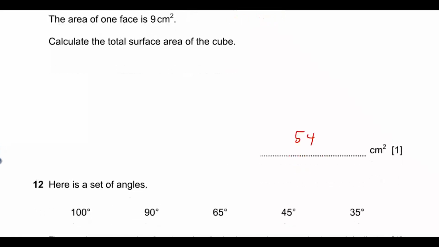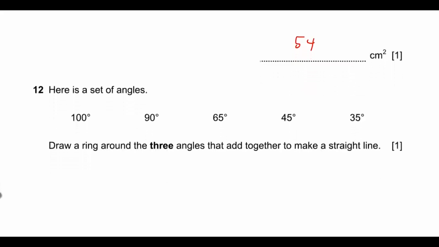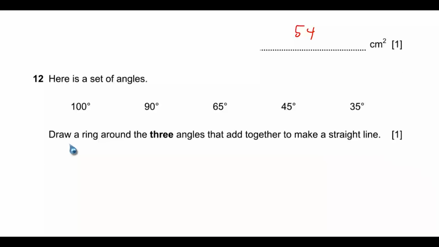Okay, so number 12, here is a set of angles. Draw a ring around 3 angles that add together to make a straight line. So that means we need 3 angles that add up to 180 degrees.